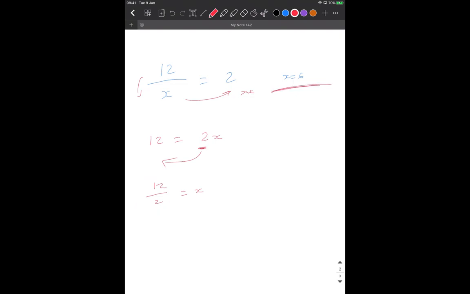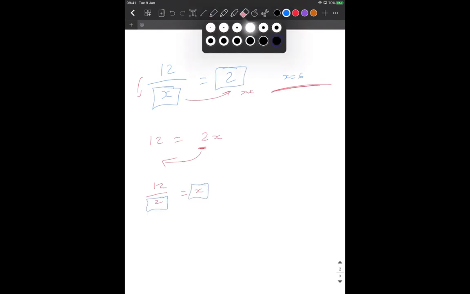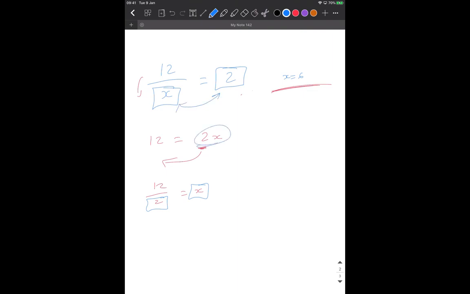But what have we actually done? Have a look here. The x is on the bottom and the 2 is over here. And by the end of it, the 2 is on the bottom and the x is over here. What we've actually done is swap the denominator of our fraction with the thing on the other side of the equal sign. We've done it by multiplying by x and then dividing by 2. So whenever your variable is on the bottom of a fraction, you can swap it with the other side. And that is mathematically sound because you're doing 2 steps at once. You're multiplying by the x and you're dividing by the 2.